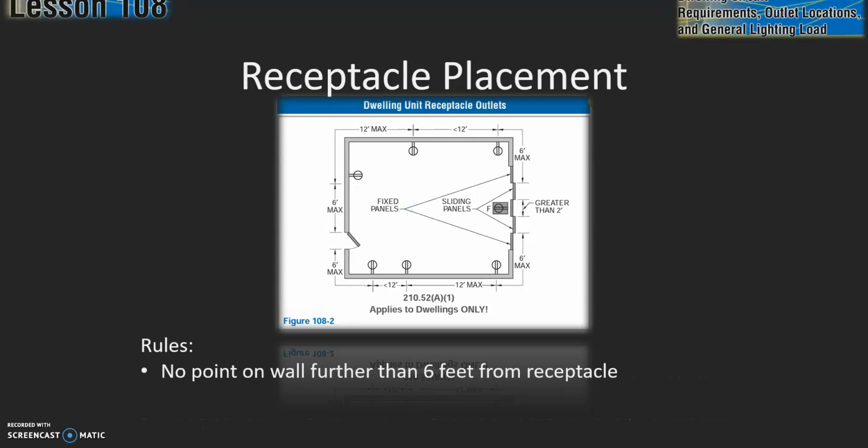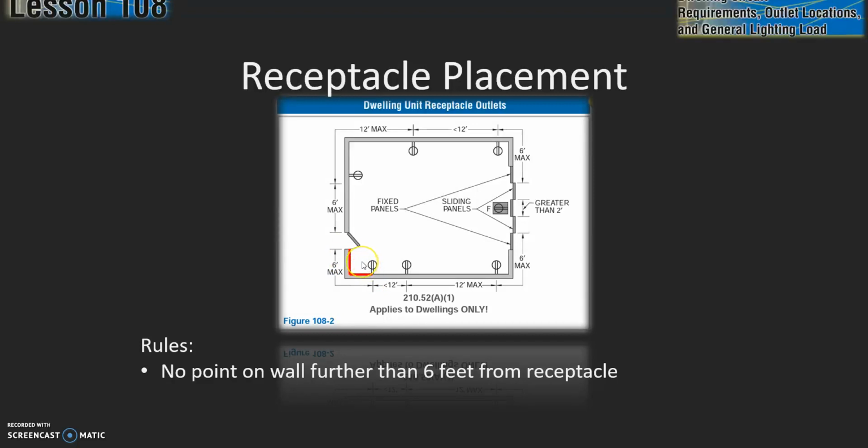So first rule, probably the most important. No point on a wall may be further than 6 feet from a receptacle. Okay, so what do we mean by that? Think about it. Basically this door breaks up the wall space. So we start our measurement here. If I can come this far, 6 feet, until I have to hit my first receptacle, it can't be any greater than 6 feet. And it does wrap around corners, you'll notice, okay?